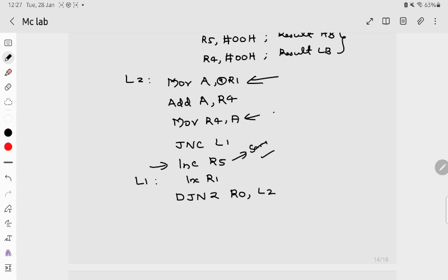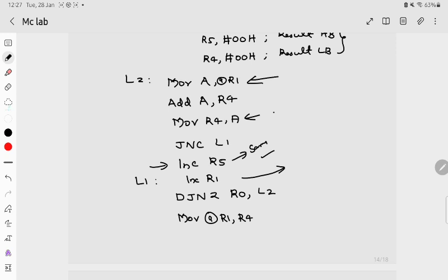So for saving the result, already your R1 is incremented, pointing to the location after the last number, right? Before decrementing the count, you are incrementing R1. So when your last number comes, your pointer R1 is pointing to the location after the last number. Now you need to save to that location your lower byte result, because the convention we are following is lower address corresponds to lower byte. So move @R1 comma R4. This is the lower byte of the result.